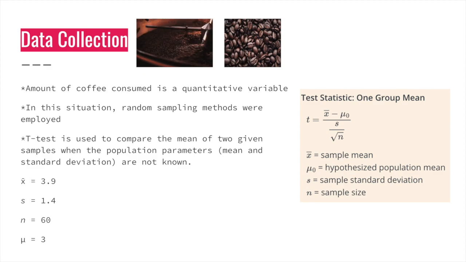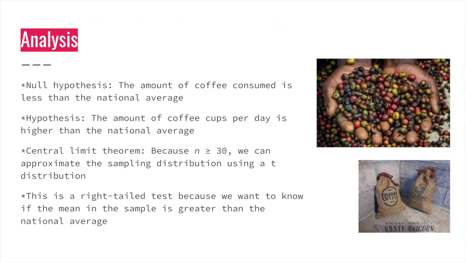Null hypothesis. The amount of coffee consumed is less than the national average. Null hypothesis is a type of hypothesis used in statistics that proposes that no statistical significance exists in a set of given observations. Hypothesis. The amount of coffee cups per day is higher than the national average. A hypothesis used in statistics is a hypothesis that is testable on the basis of observed data, modeled as the realized values taken by a collection of random variables.